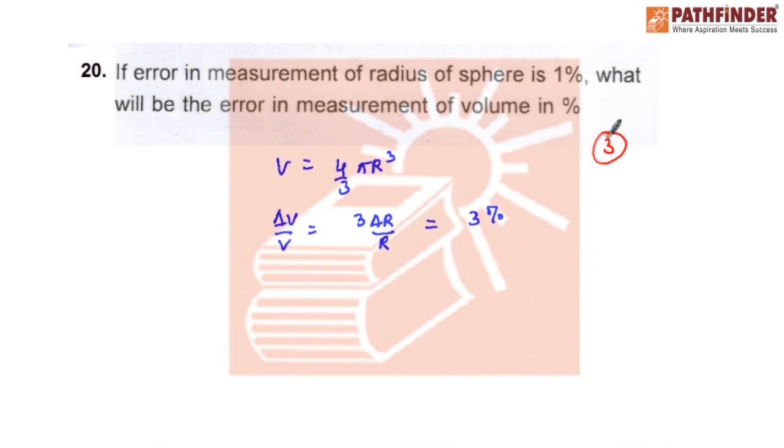So with this we end chapter 1, that is vector and error analysis for physics, advanced section.